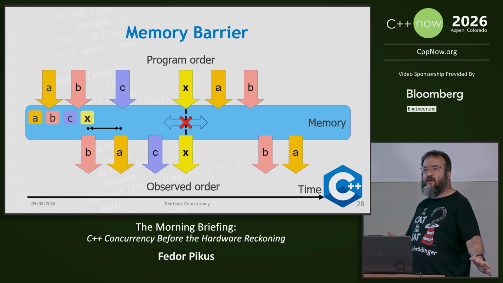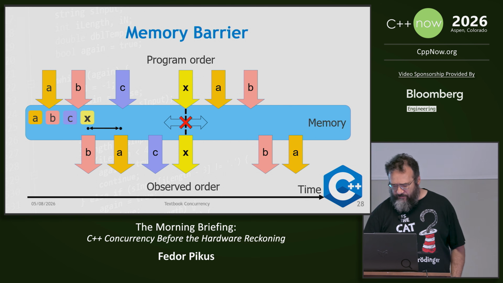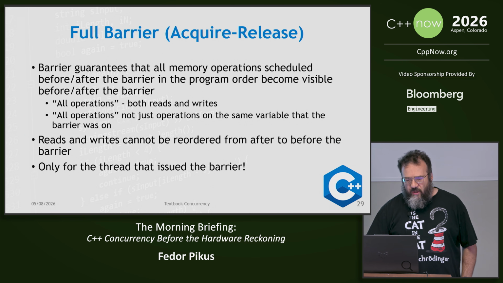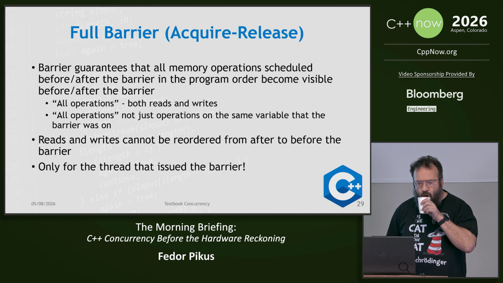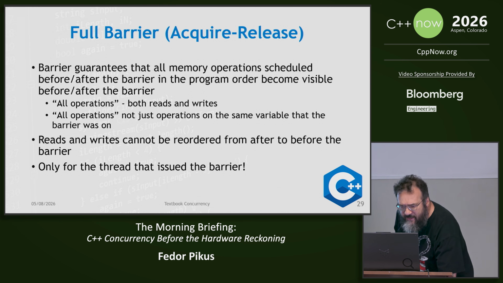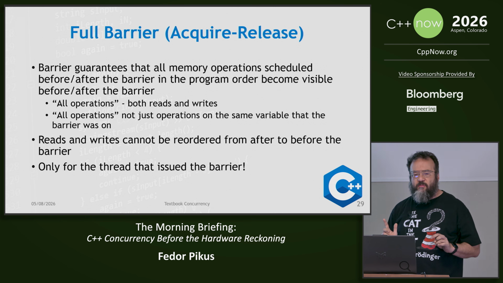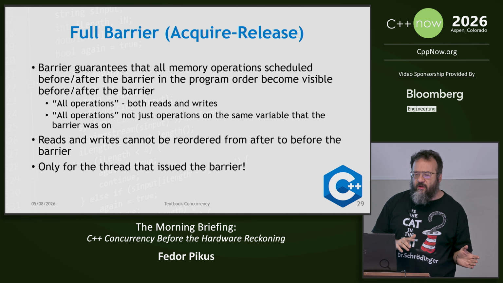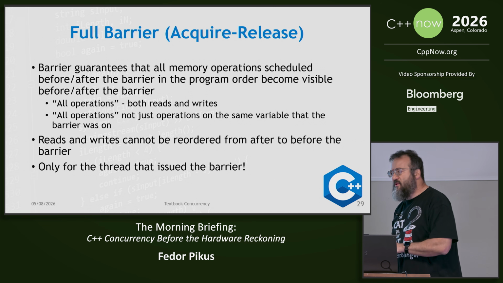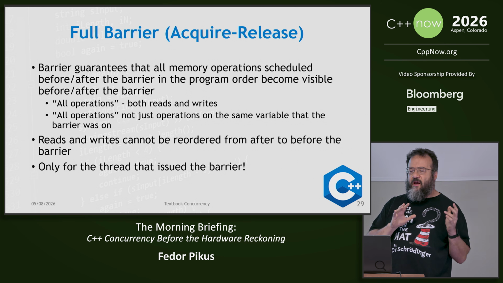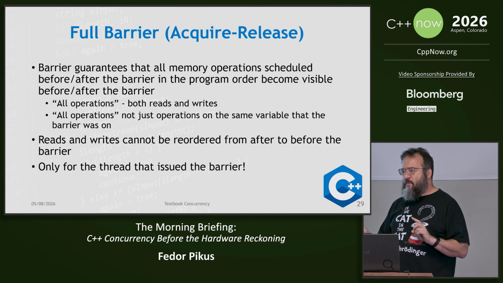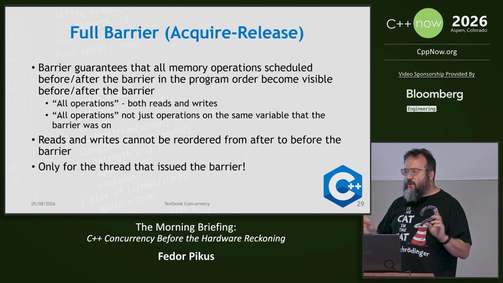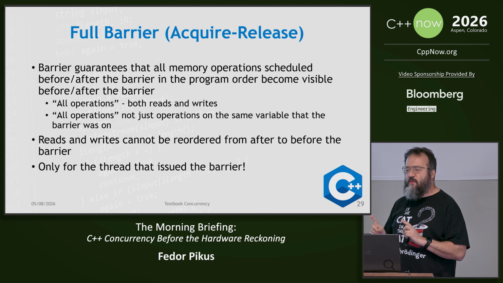Okay, is that clear? So a full barrier in C++ terms, an acquire-release barrier, guarantees that all memory operations scheduled in program order before the barrier become visible before the barrier, and all the ones scheduled after the barrier become visible after the barrier. All operations, reads and writes. All operations, not just operations on the same atomic. All operations.